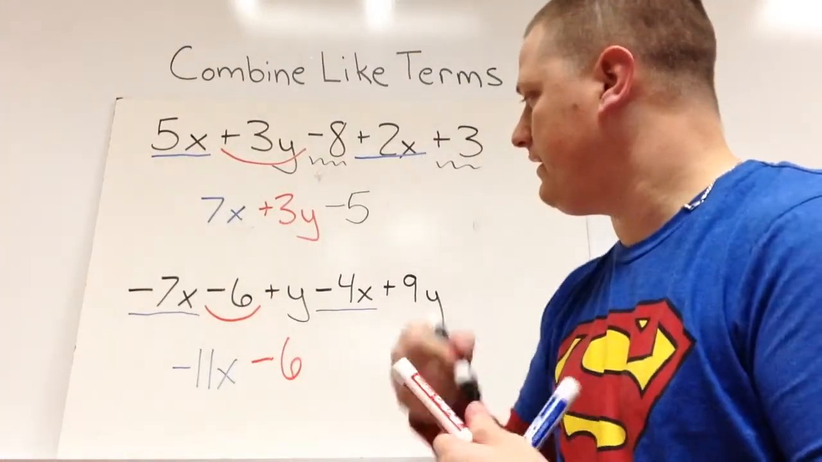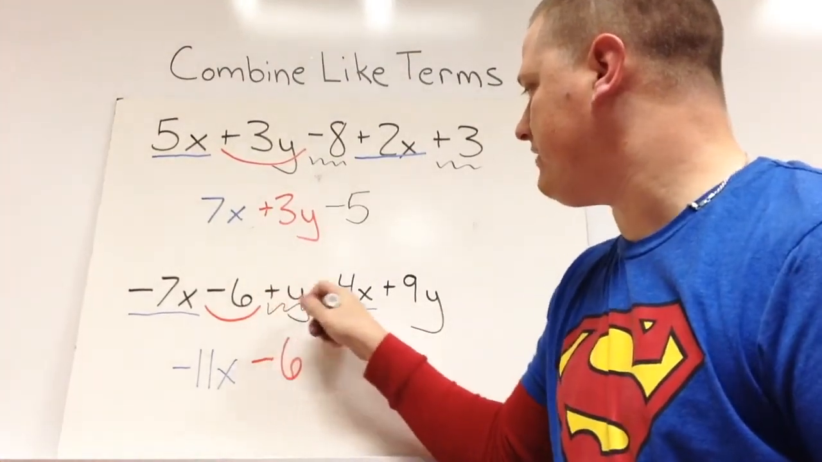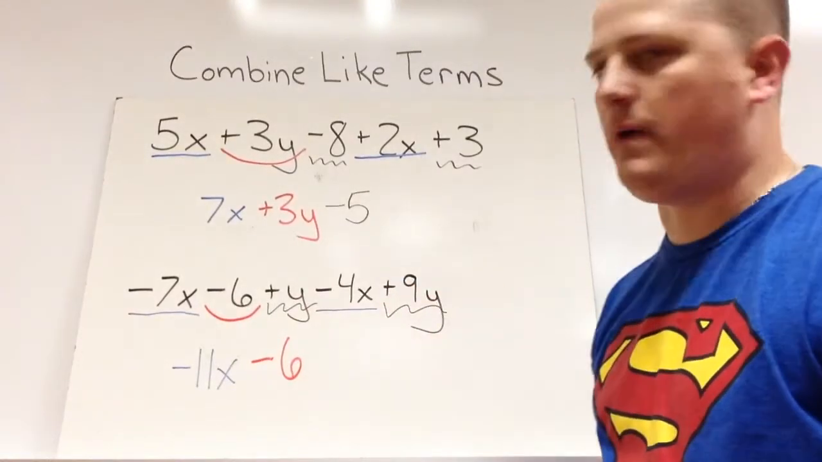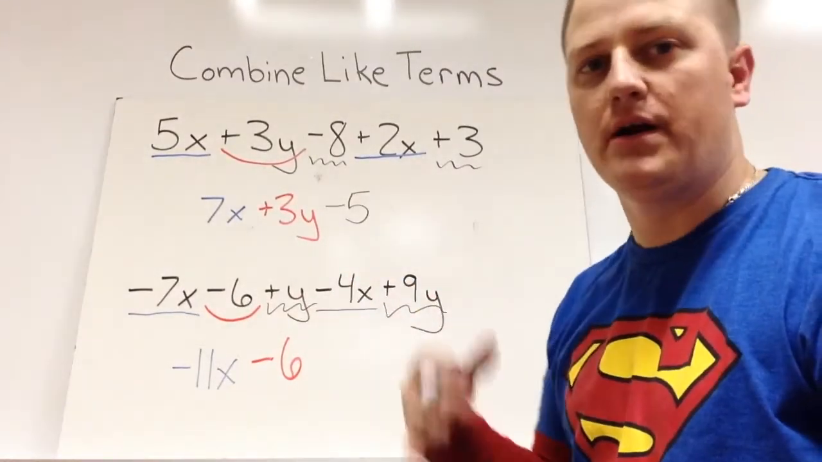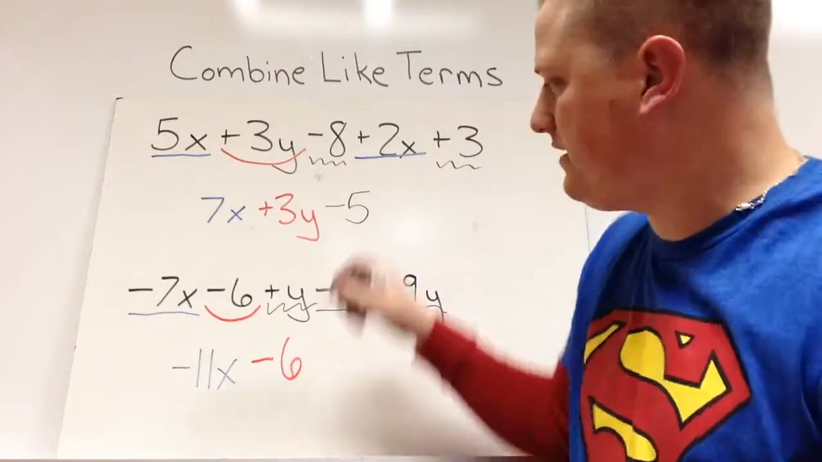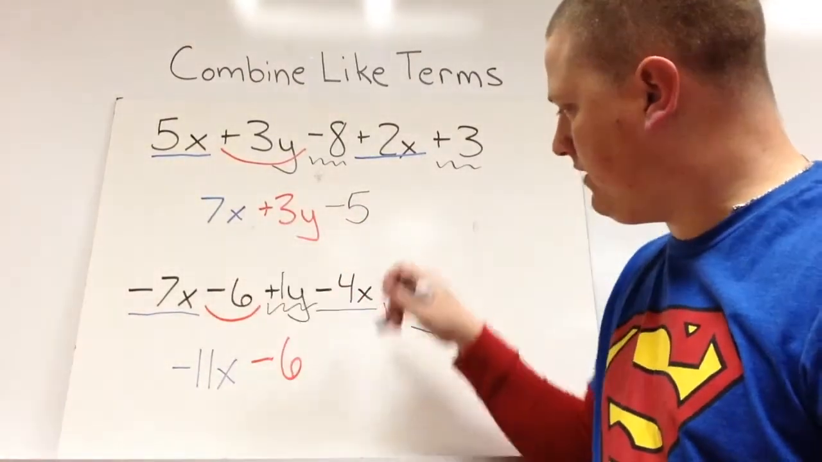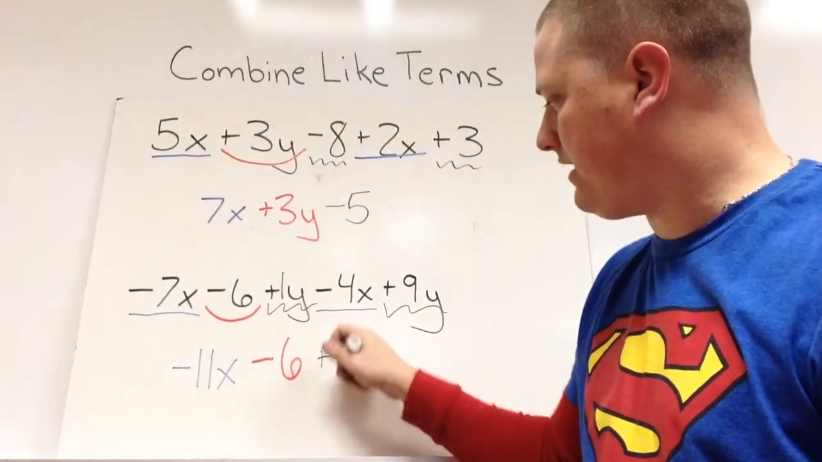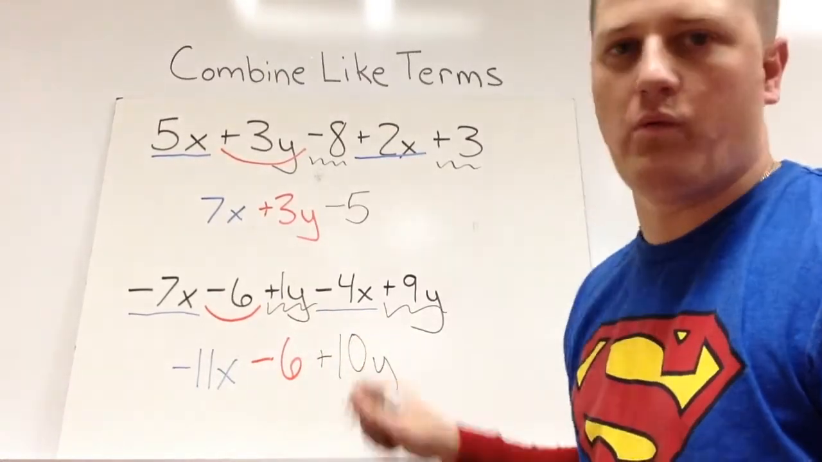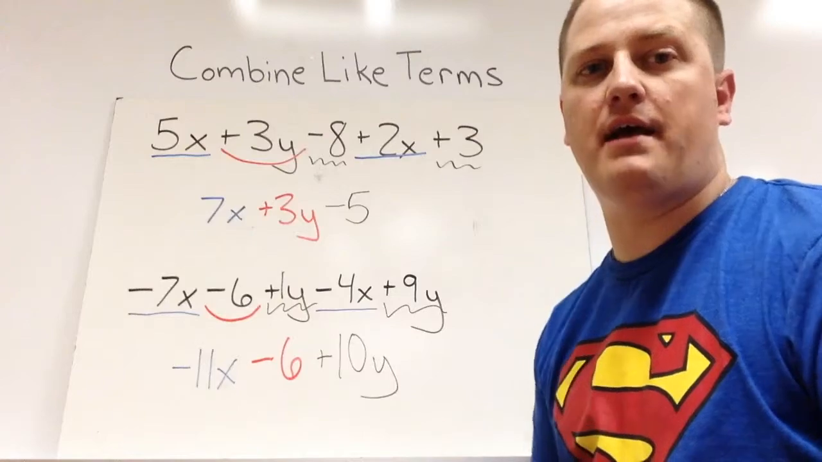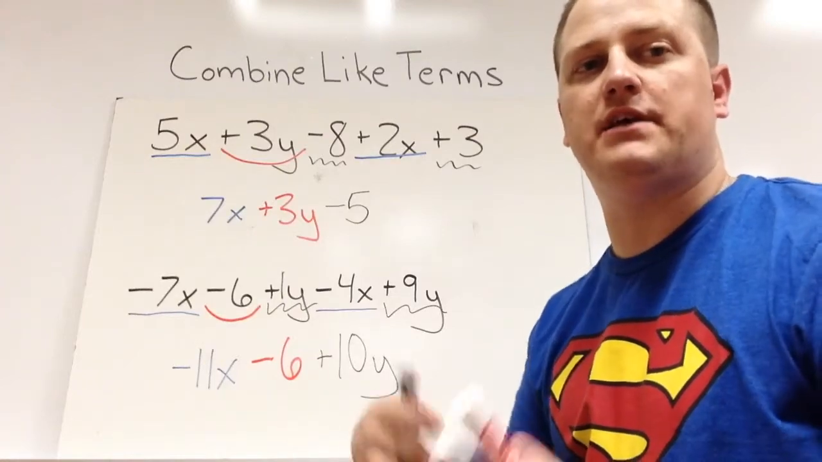Last one here is positive y and positive 9y. Well, this one doesn't have a number. We should remember from past experience, put a 1 in front of it. So this is positive 1 and positive 9, which make positive 10y. Okay, now let's look at how we do this with fractions and decimals.